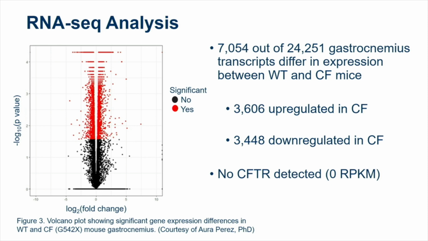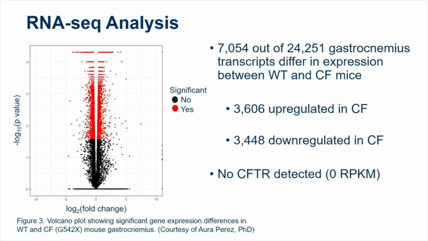To begin the study, we started by looking at RNA-seq analysis performed by our colleague, Dr. Aura Perez. In her analysis, Dr. Perez used the gastrocnemius muscle of 6 male wild type and 6 male G542X mice, aged about 7 weeks old. She found that despite the absence of CFTR in this muscle, of the 24,000 transcripts that are present, approximately 7,000 of them differ significantly in expression between wild type and CF mice. So that's about a 30% difference in transcript expression.